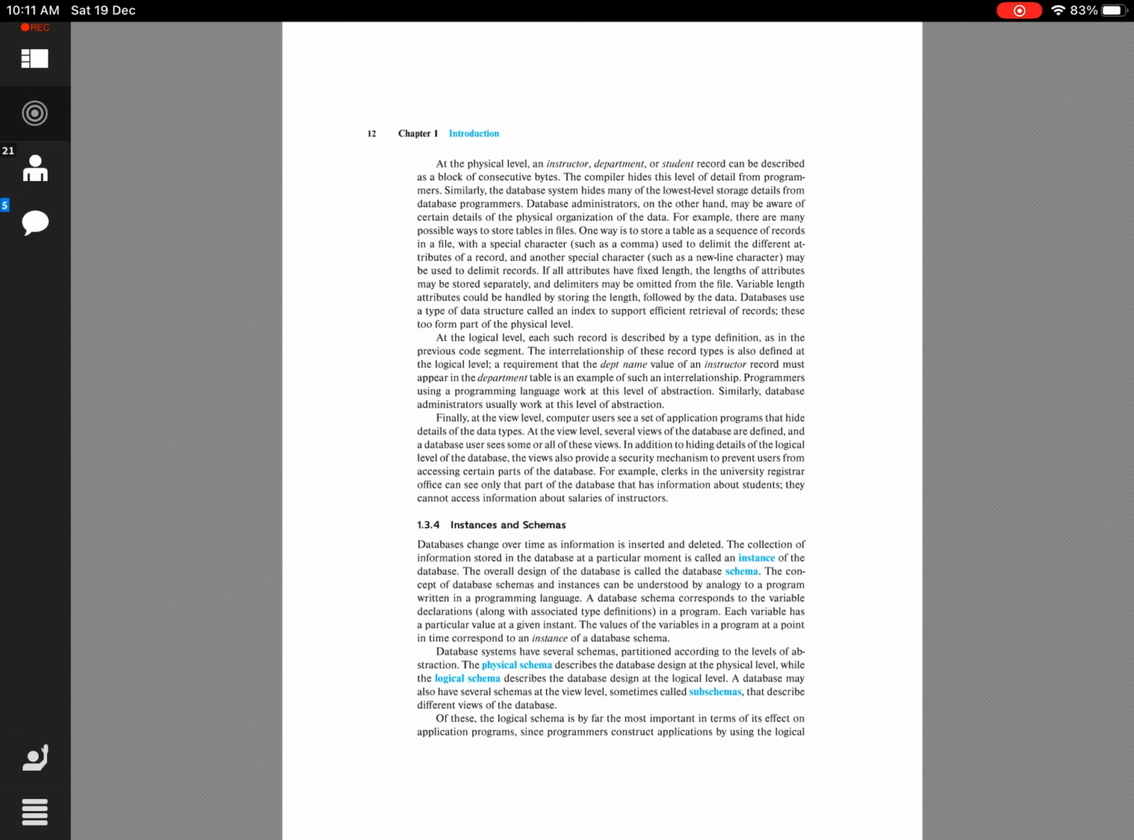Database systems have several schemas. Sometimes you will have several schemas, partitioned according to the levels of abstraction. The physical schema describes the database design at the physical level, while the logical schema describes the database design at the logical level. A database may also have several schemas at the view level, sometimes called subschemas, that describe different views of the database.